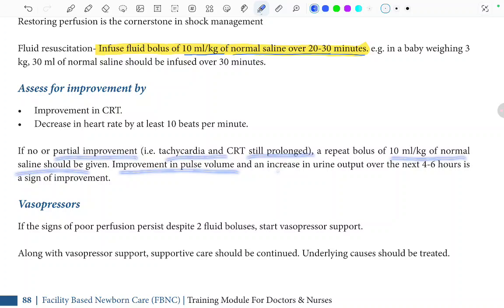Improvement in the pulse volume and increase in the urine output over the next 4 to 6 hours is a sign of improvement. Okay, so we check for improvement, but if tachycardia and CRT are still prolonged, we give a repeat bolus of 10 ml per kg of normal saline, and then improvement in the pulse volume and increase in the urine output over the next 4 to 6 hours is the sign of improvement.